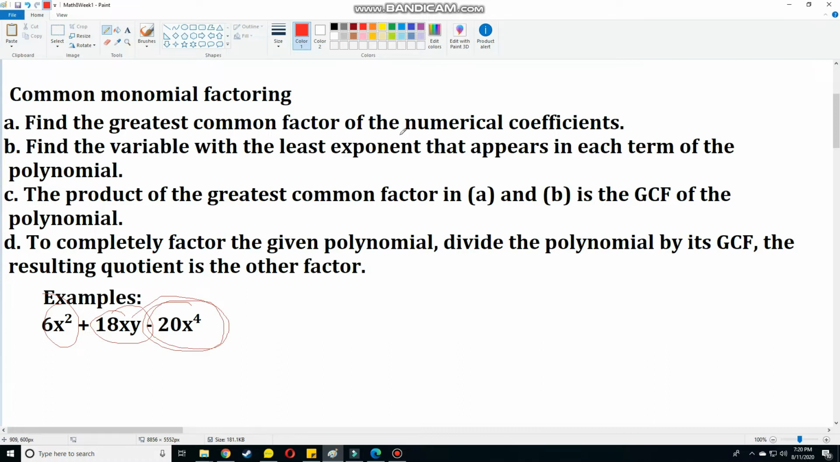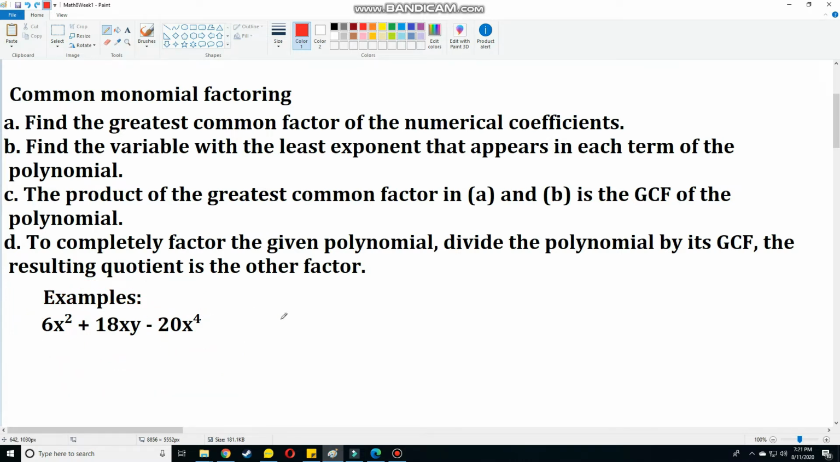Now, let's focus on the numerical coefficients. We have 6, we have 18, and we have 20. The question now is, what is their greatest common factor? The greatest common factor is the greatest number that you could use to divide all of them. That's how we would answer what the greatest common factor is.